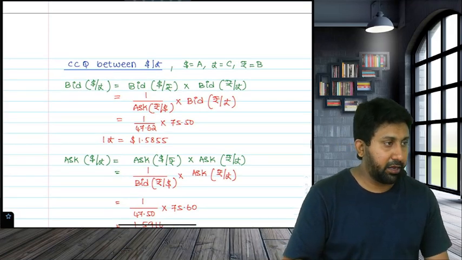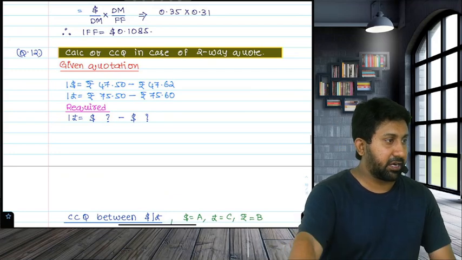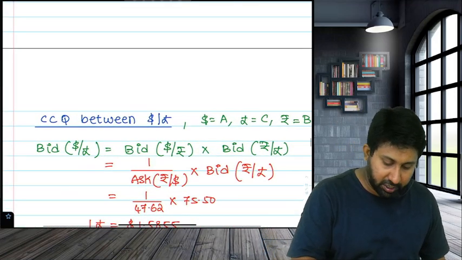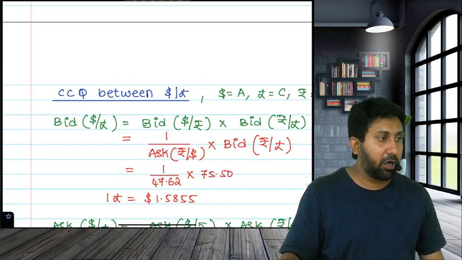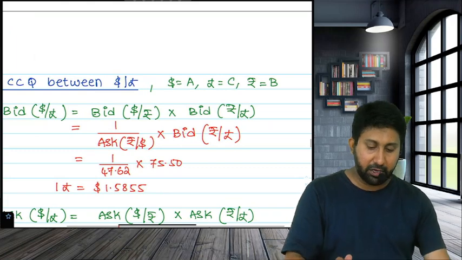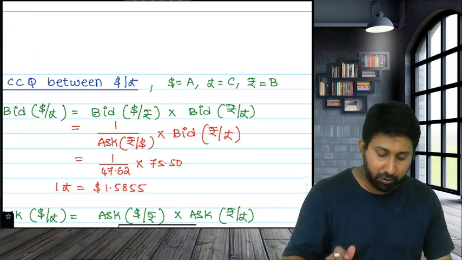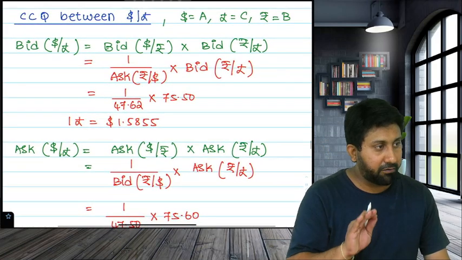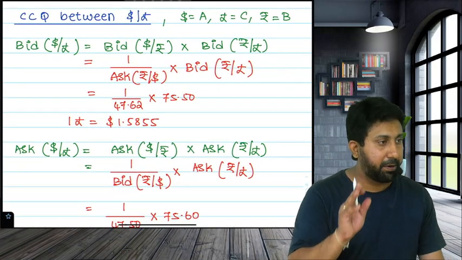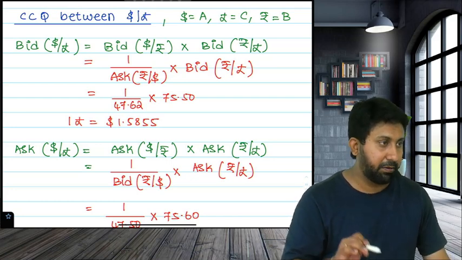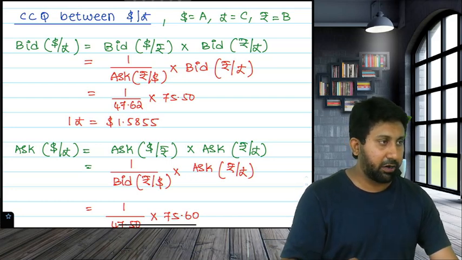So technically we have to calculate the cross currency quotation. Cross currency quotation between dollar by pound: dollar equal to A, pound equal to C, and rupee equal to B. So bid of dollar by pound equal to bid of dollar by rupee into bid of rupee by pound. Bid of dollar by rupee can be written as 1 by ask of rupee by dollar. Bid of rupee by pound we can take directly.